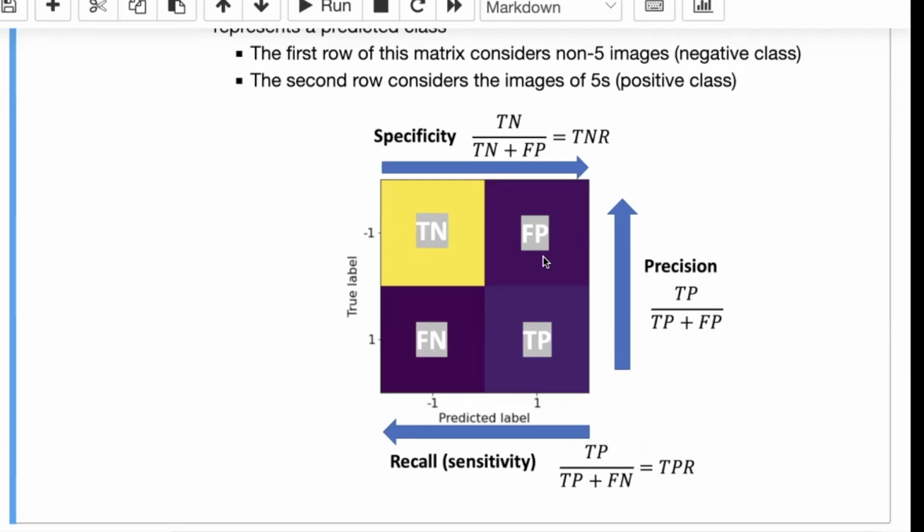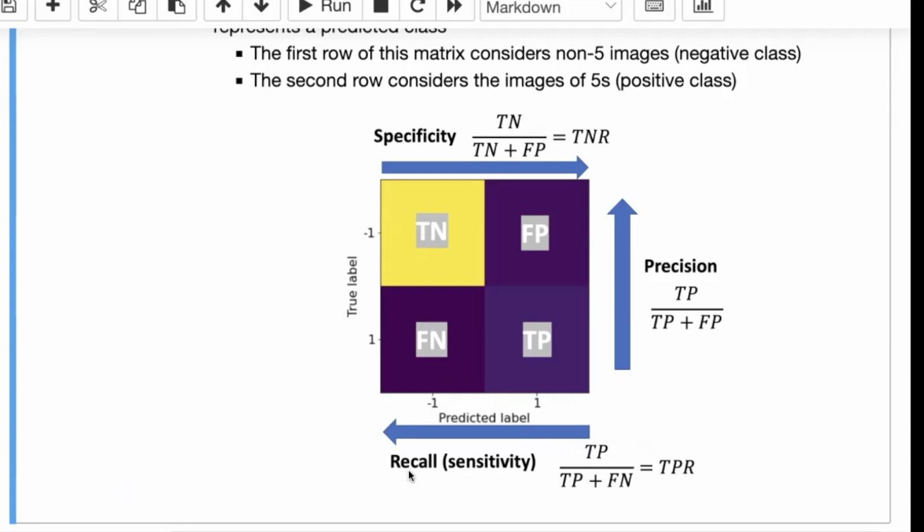So if a classifier does not have any false positives, this precision is 1, right? Meaning that 1 is the best possible score if false positives are not existent in our classifier. And the same thing with false negatives, right? So that's what is measured by recall.